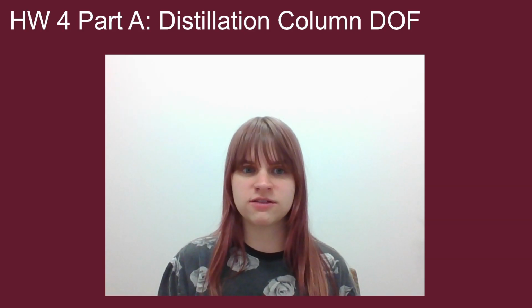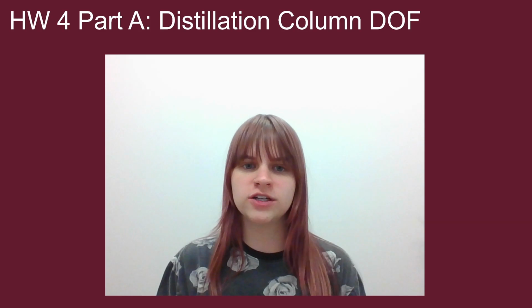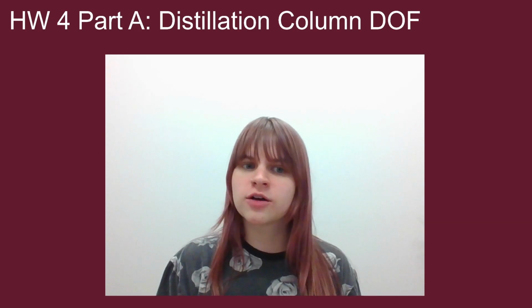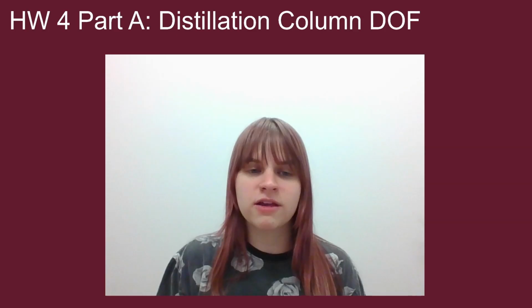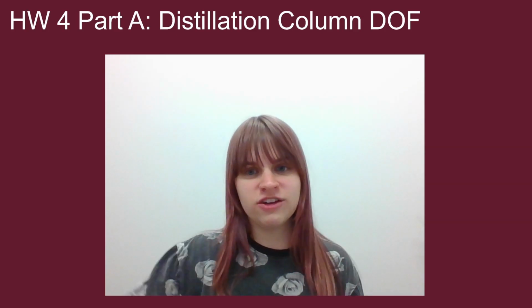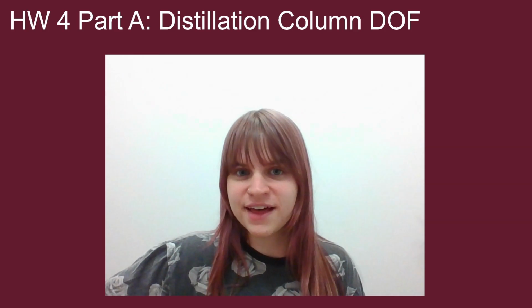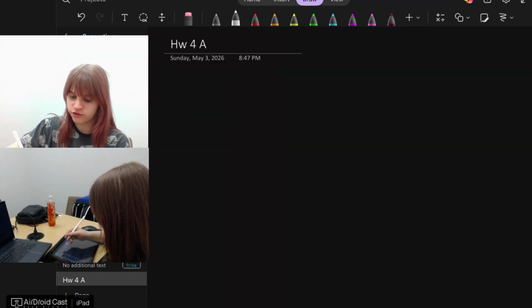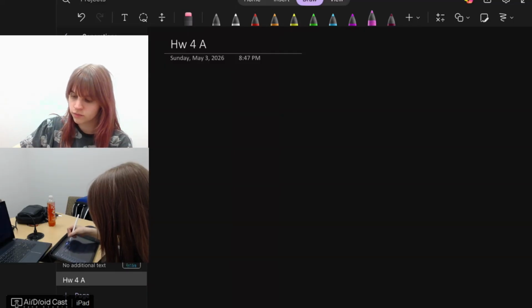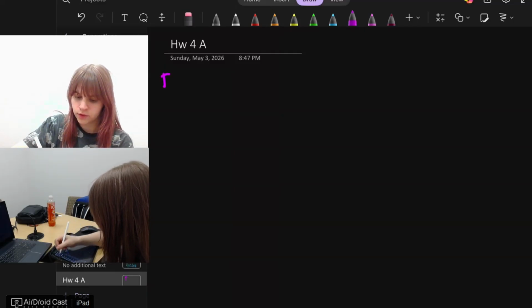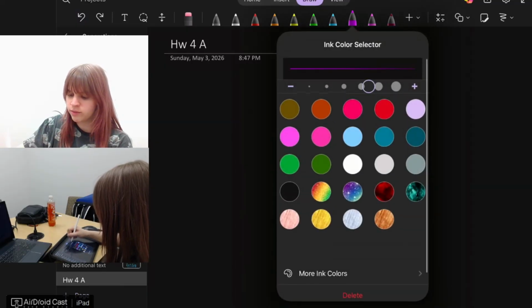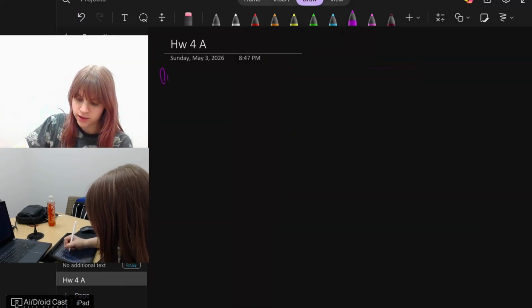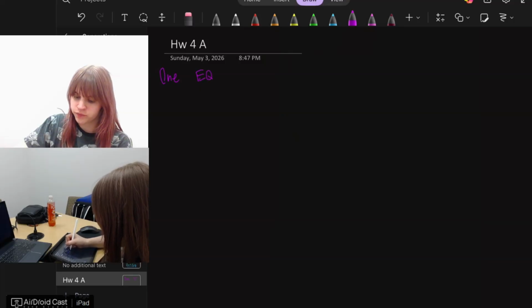This is going to help us determine the degrees of freedom overall for a distillation column, and we will also talk about some of the typical column specifications for design and simulation that there are, and I'm going to get into that now. Alright, so we are going to start with the equilibrium stage first. When I say the equilibrium stage, I just mean one equilibrium stage. And that would look something like this.